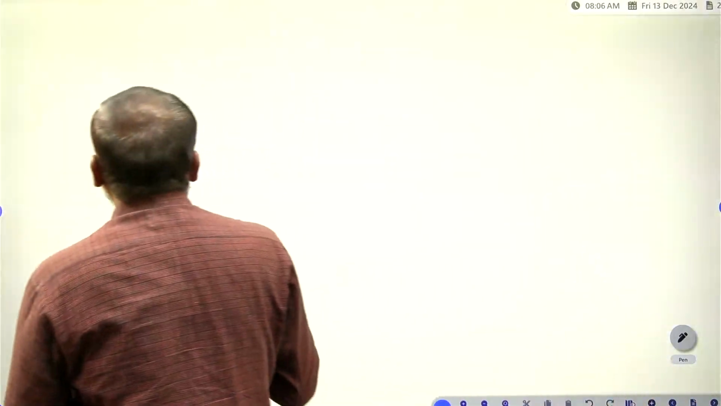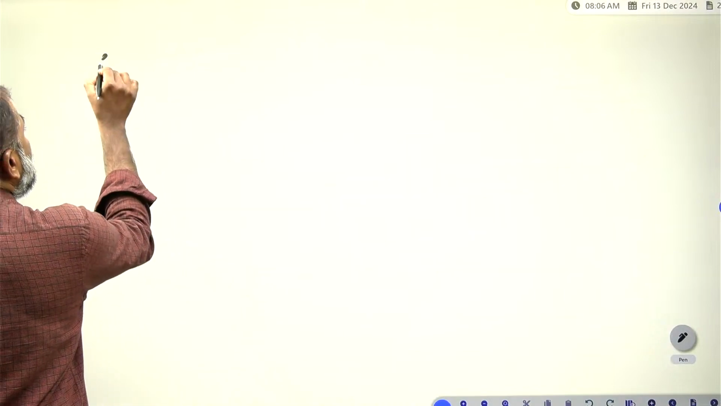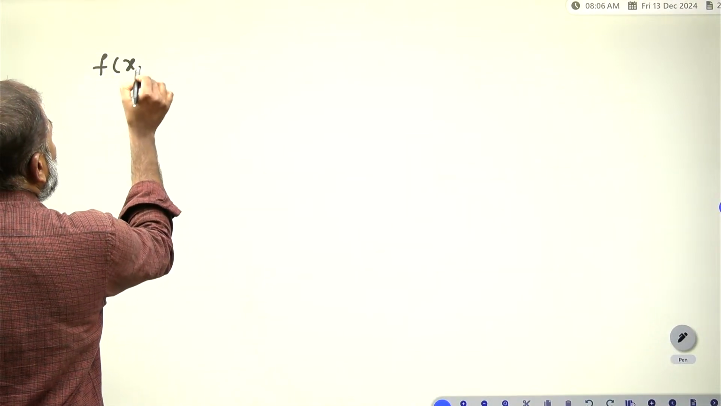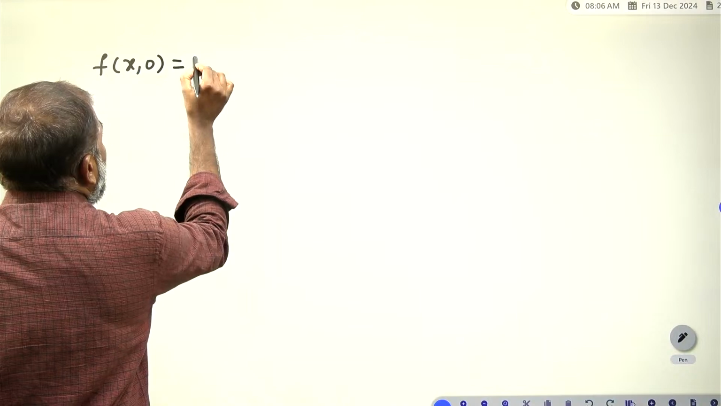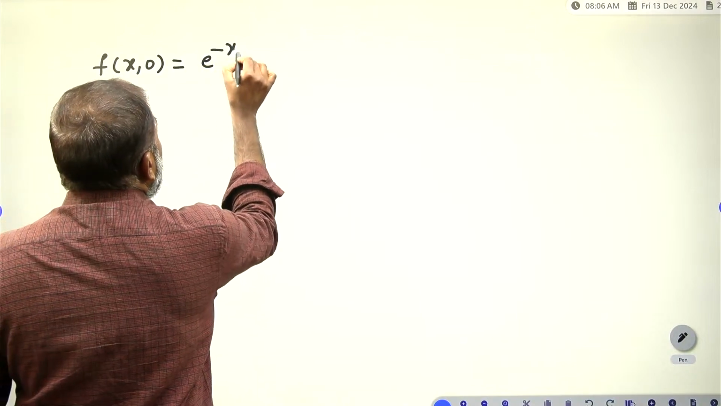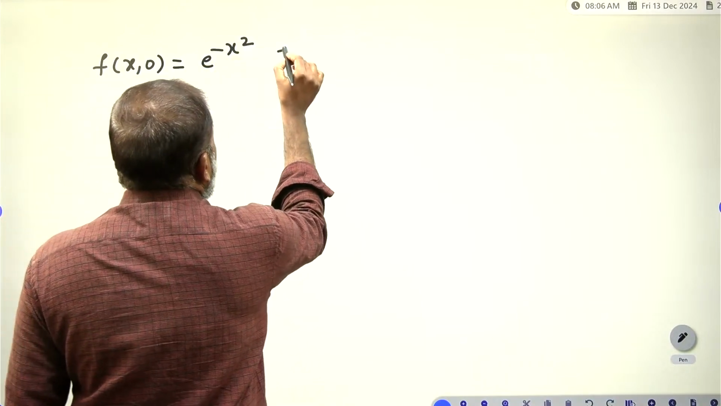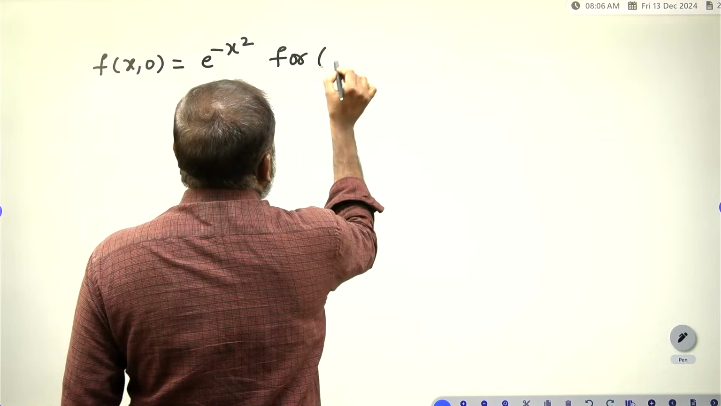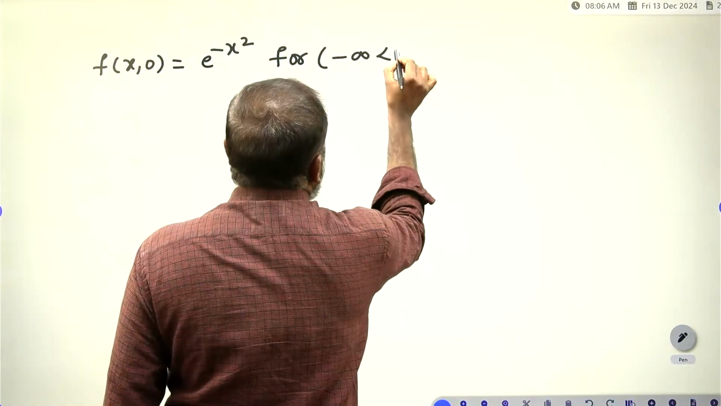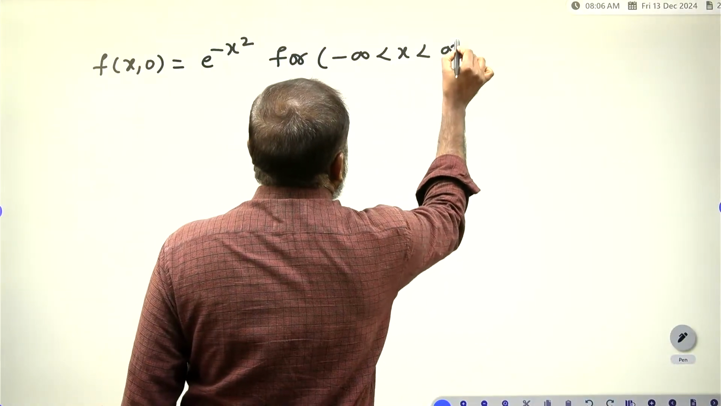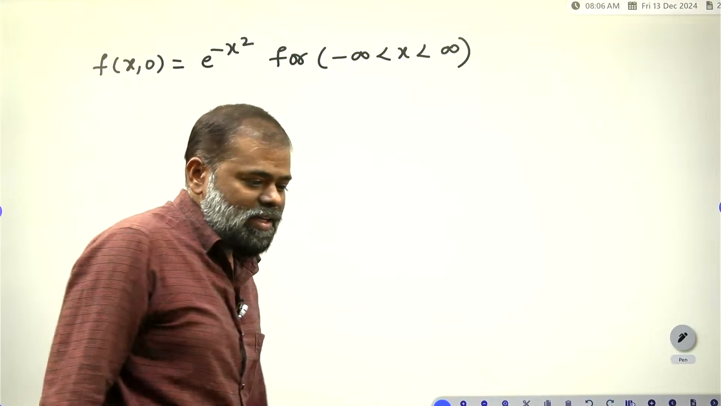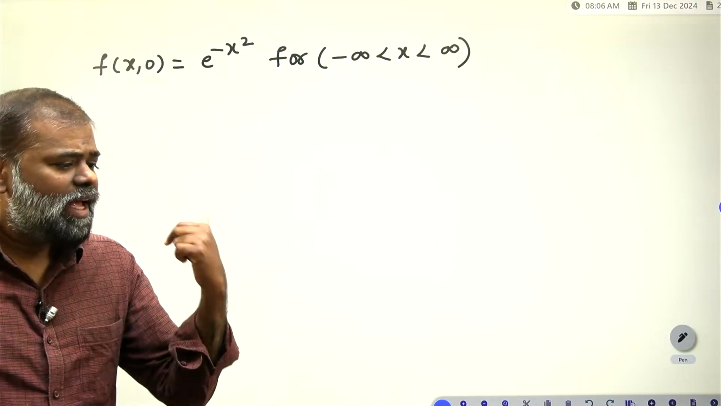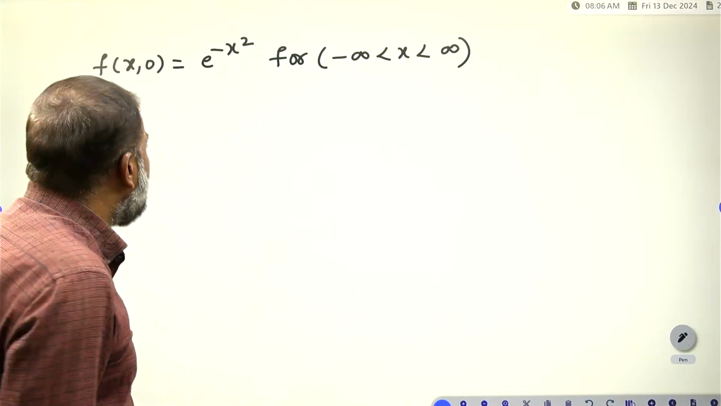What is the initial condition? f of x comma 0 is equal to e to the power of minus x square, for minus infinity less than x less than plus infinity. This is the initial condition.